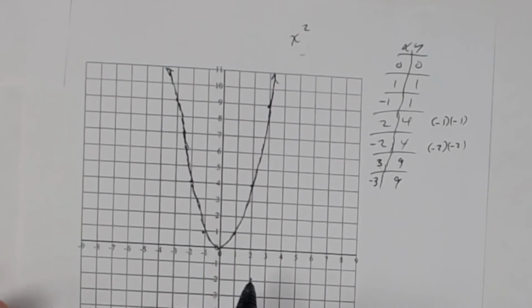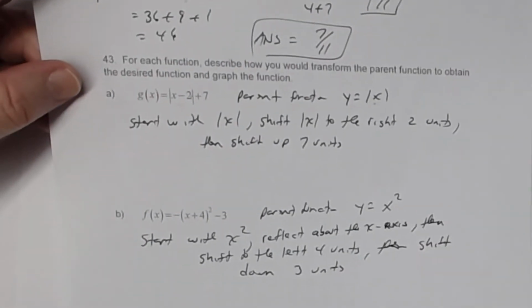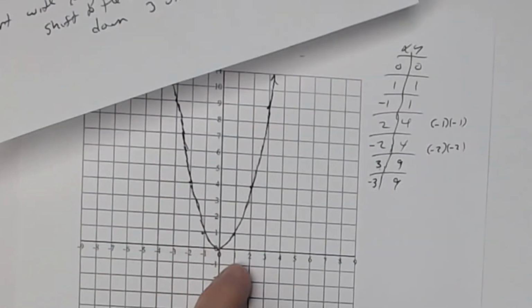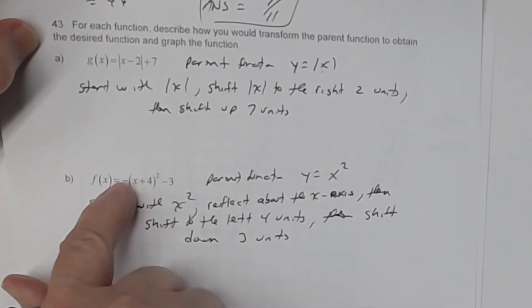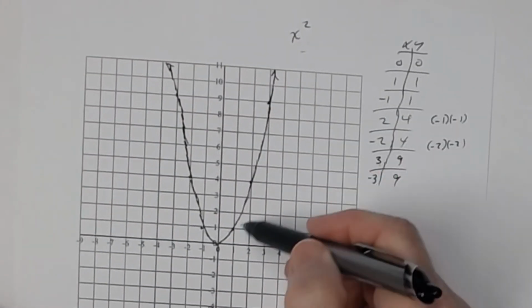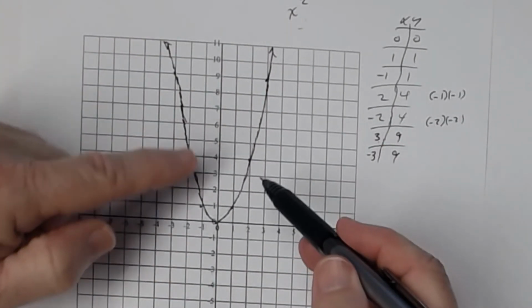All right, so there's your vertex. Okay, now let's go ahead and do the steps. So now I graphed x squared. Now, see that's negative out here, so that means reflected about the x-axis. So every point on this graph, I'm going to reflect about the x-axis.